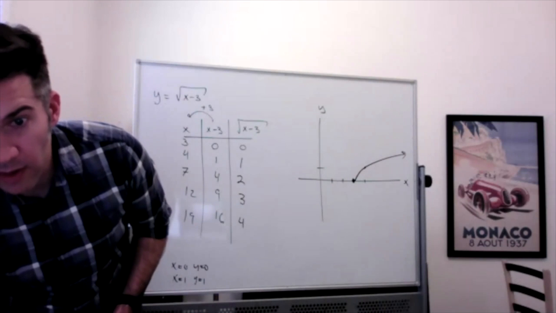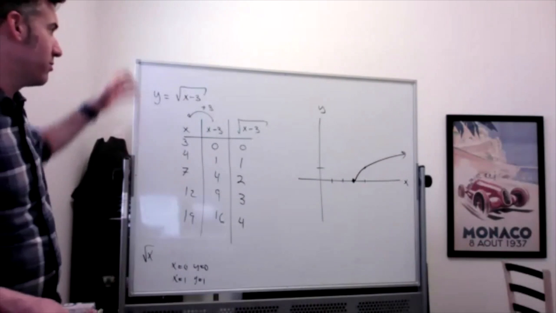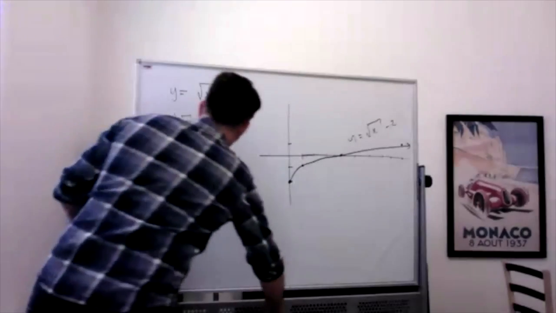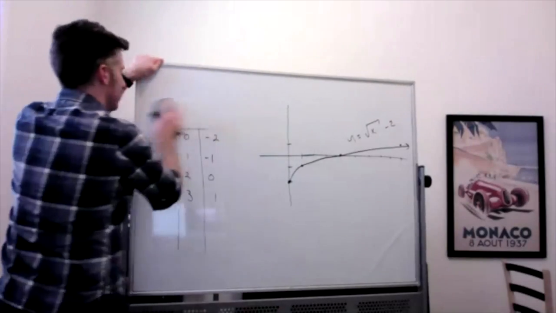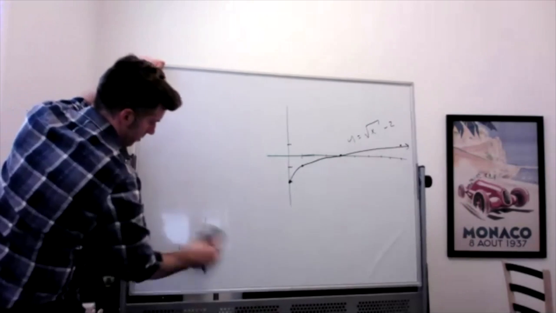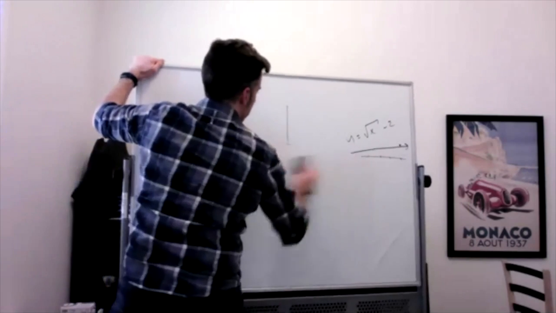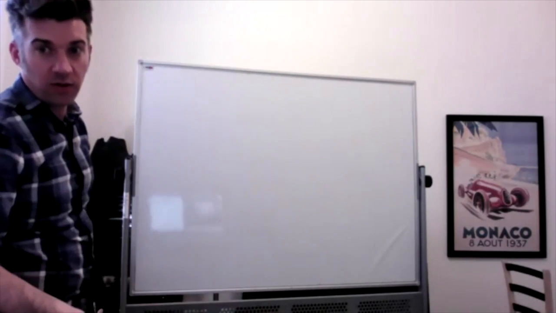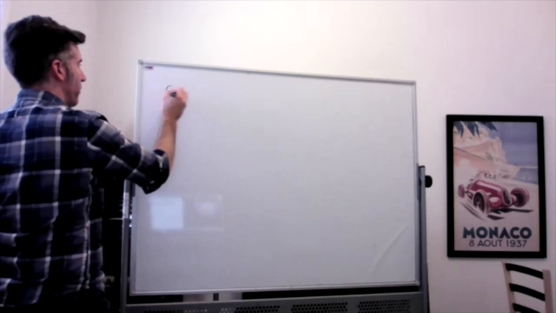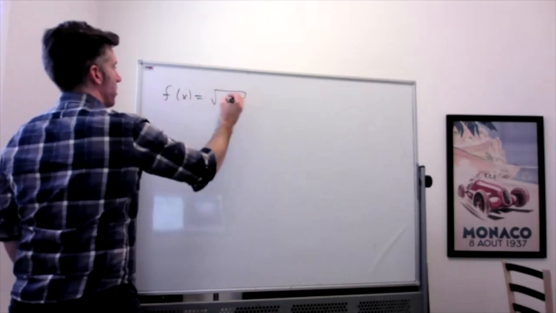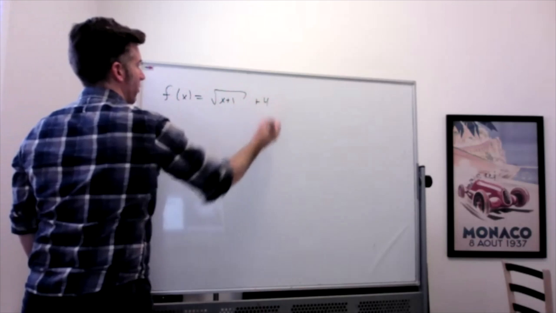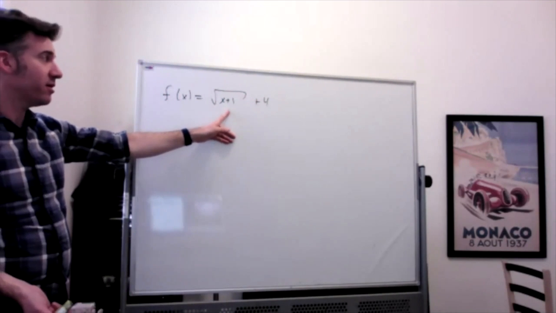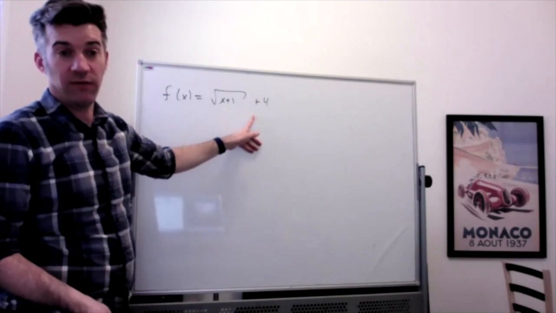And then we can put a couple of shifts together, a vertical and a horizontal. So for example, we could say, all right, I want to graph f of x equals the square root of x plus 1, plus 4. The plus 1 inside is going to shift it 1 to the left. The plus 4 outside is going to shift it 4 up.